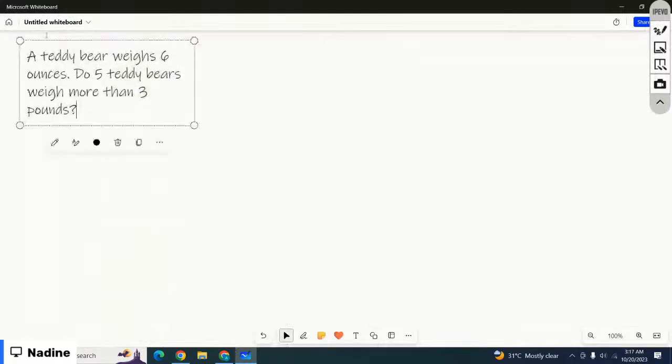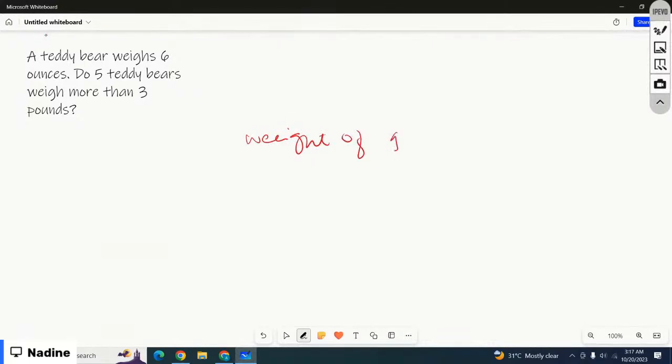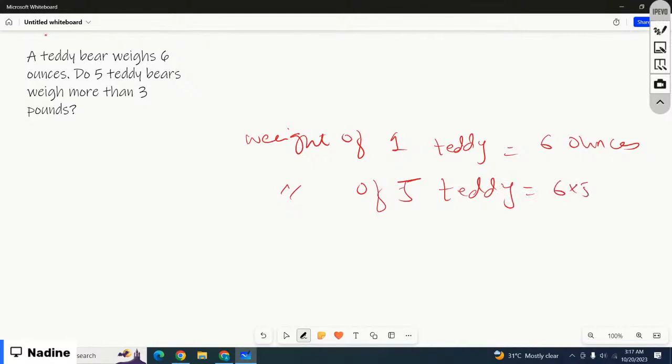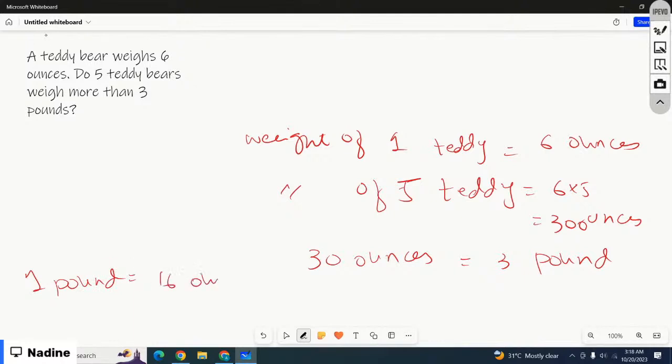Okay, the weight of one teddy is 6 ounces, right? Do 5 teddy bears weigh more than 3 pounds? So the weight of 5 teddies is 6 times 5 equals 30 ounces, right? So you have to see if the weight of 30 ounces is greater than 3 pounds. We have to compare. So 1 pound equals 16 ounces, right?